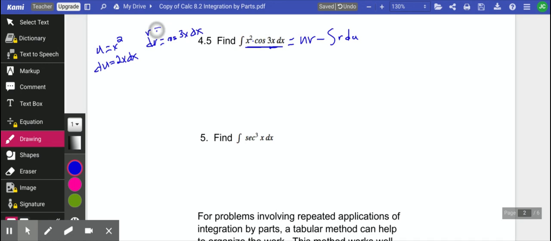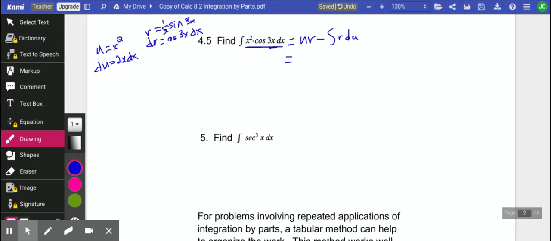And we need to figure out what v is. It is going to be sine of 3x. But that 3, that's a chain rule thing. So to accommodate for that, I think we're going to need a 1/3. Does that sound right? Yep, we'll need a 1/3. Okay.